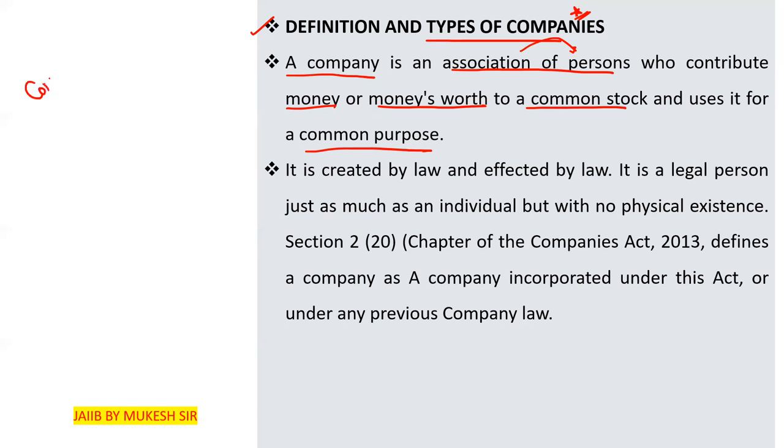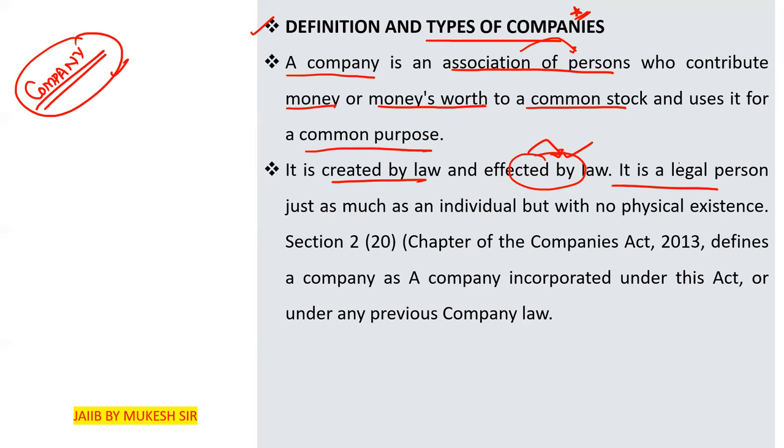And please remember that in the case of a company, registration is a must, like in the case of the firm, there is no necessary registration, clear? It is created by the law and it is affected by the law. If any problem arises, we have to go to the court also, clear? So it is a legal person. All these are 1.5 mark questions, clear?